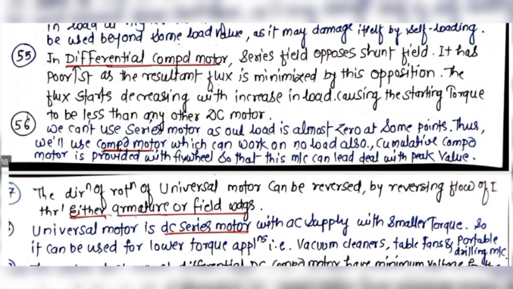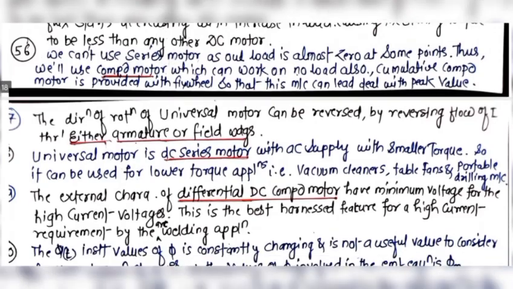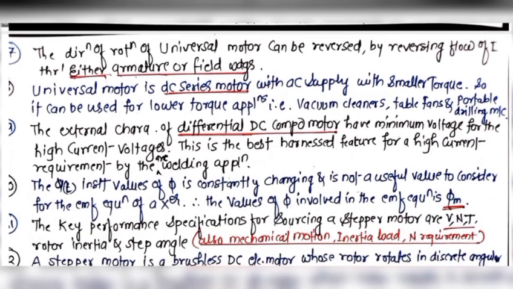We can't use DC series motor as our load is almost zero at some points. Thus, we will use compound motors which can work on no load. Also, cumulative compound motors are provided with a flywheel so that this machine can deal with peak values.